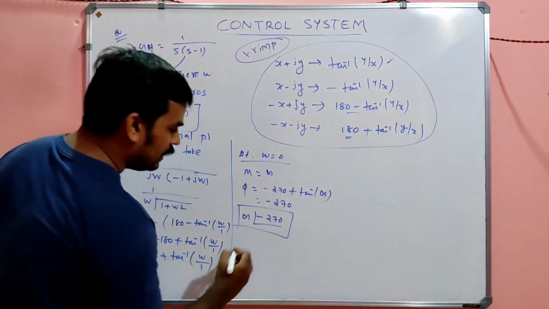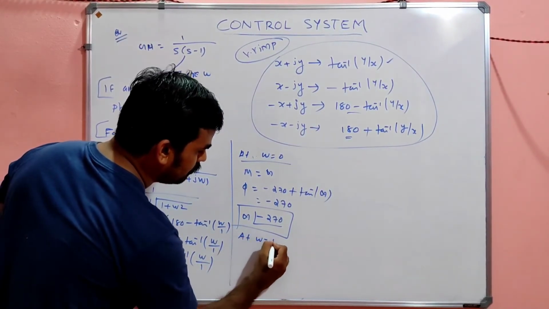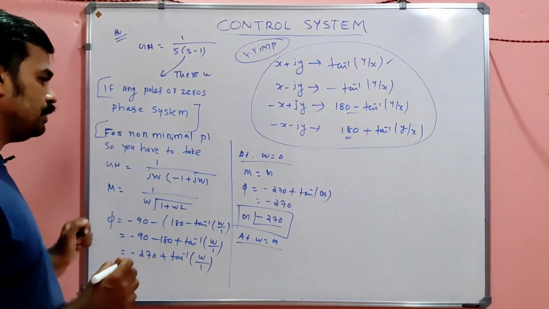So the magnitude and angle representation will be this much. And what happens at omega equal to infinity? At omega equal to infinity, what happened, my dear?